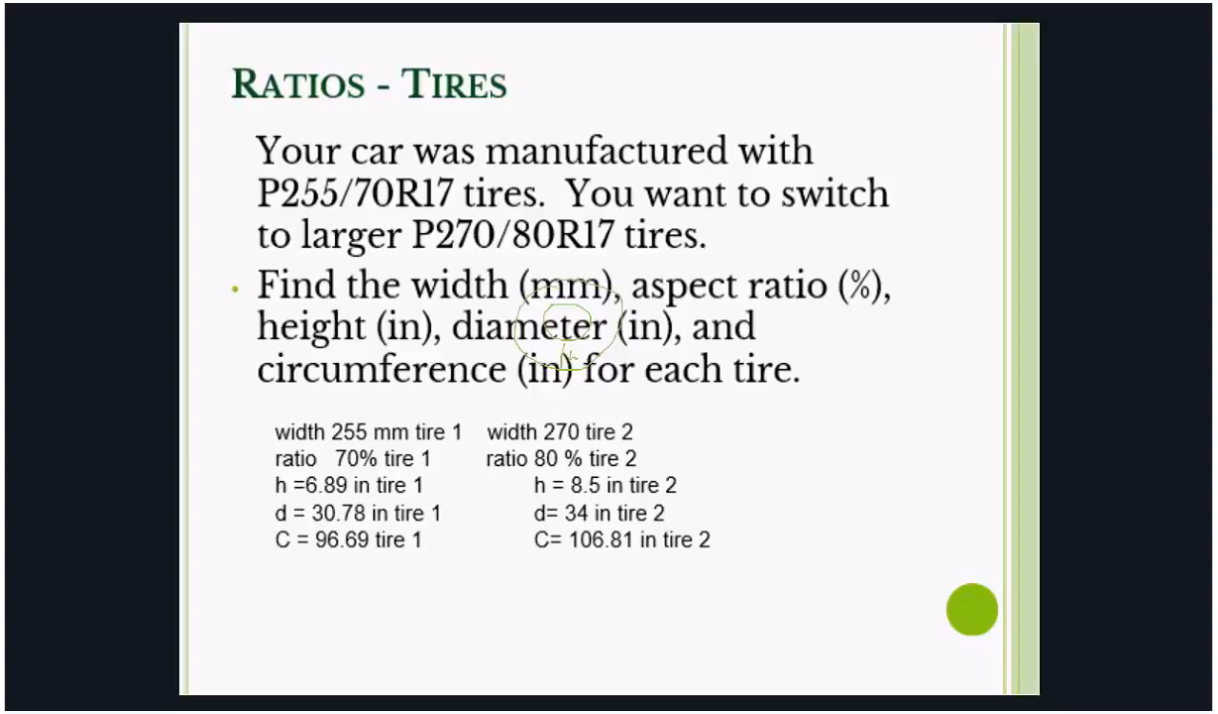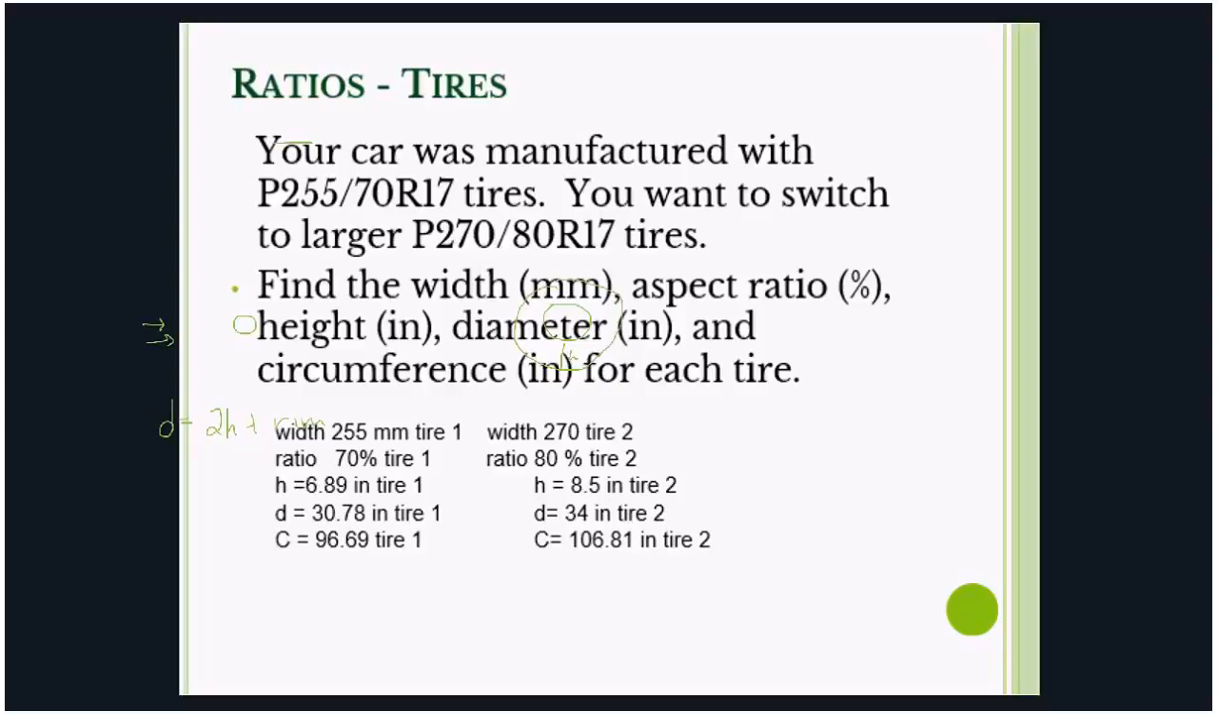Make sure that you know how to do those conversions. So make sure that when you calculate your height, you do it in inches. Your diameter is always 2 times the height plus the rim. So in this first case, that's 2 times 6.89 plus your rim, which we also get from the coding on the tire, which was 17. So I have a diameter of 30.78 on my first tire.